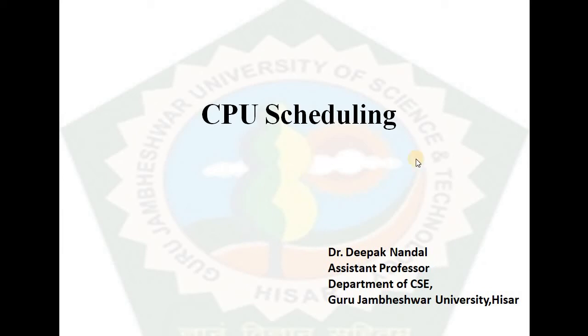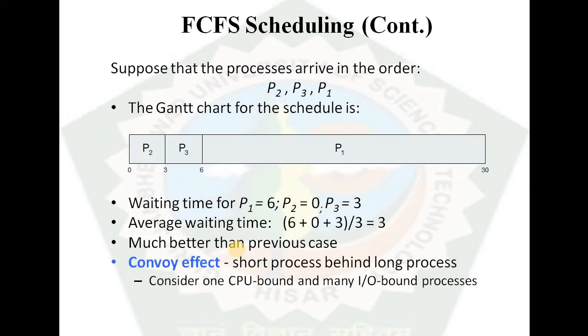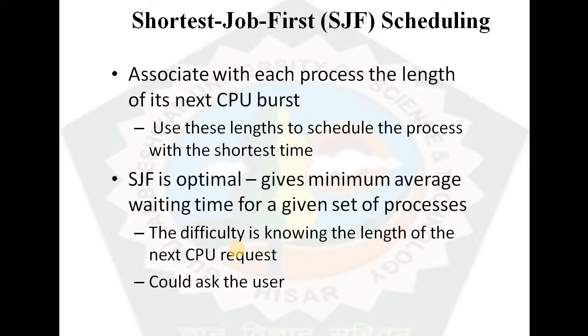Hello everyone. In the previous video we were doing the CPU scheduling algorithms and we discussed one CPU scheduling algorithm, first come first serve scheduling. We also discussed one example for the same, prepared a Gantt chart, and then calculated the average waiting time.